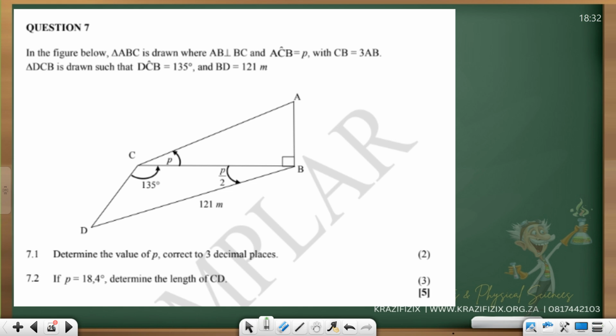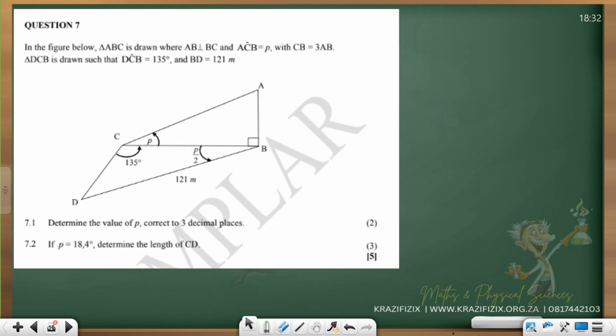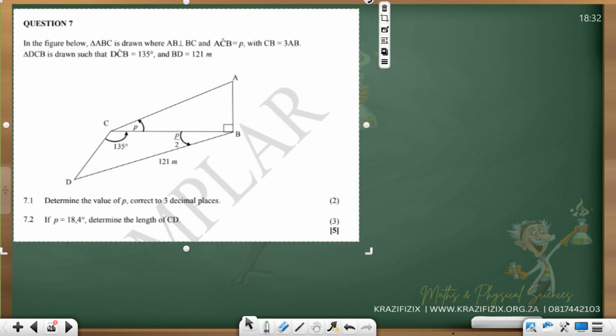In the figure below, ABC is a triangle where AB is perpendicular to BC. ACB is angle P. And CB, guys, very important information they've given us: CB is 3AB. Triangle DCB is drawn so that angle DCB is 135, and all right.